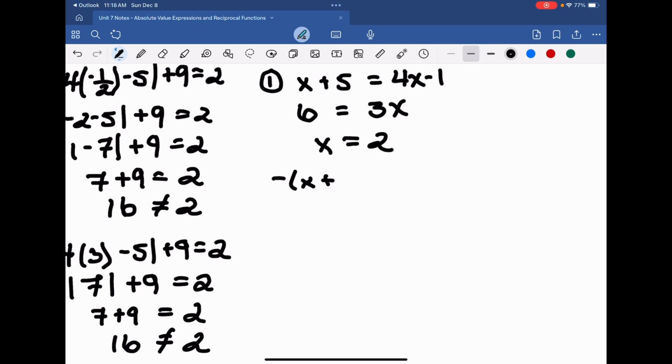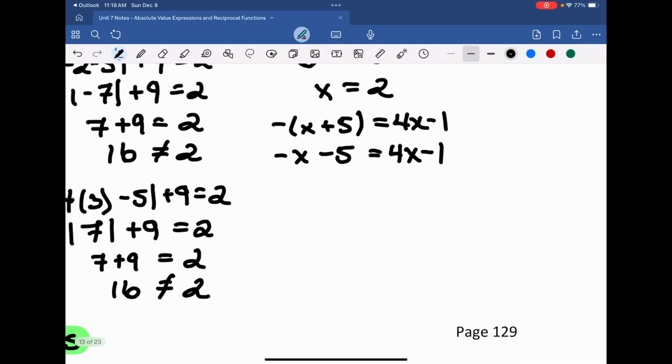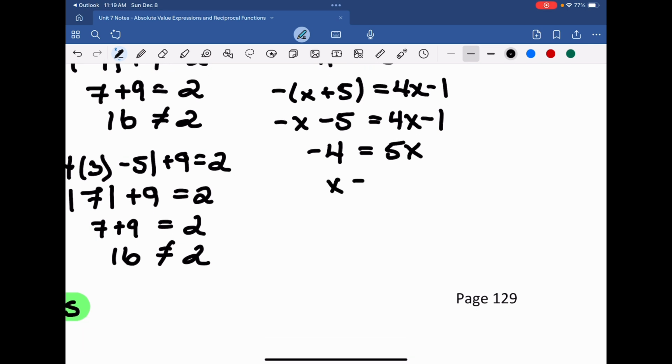Now I take the negative variant. Negative x plus 5 is equal to 4x minus 1. I'm going to distribute the negative, making it negative x and negative 5 equals 4x minus 1. From here, I'm going to add the x over to the other side. I'm going to add the 1 over to the left-hand side. This gives me negative 4 is equal to 5x on the right. I divide both sides by 5, and I get x equals negative 4 over 5.